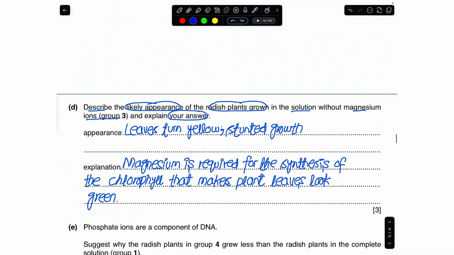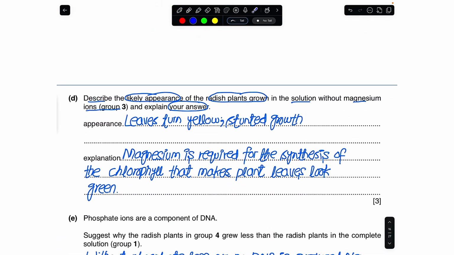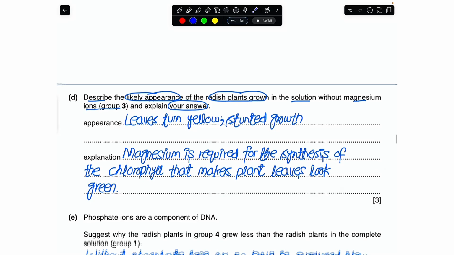So, like I have just told you, the answer is that the appearance of the leaf could be yellow. You could also write another point that they would have stunted or reduced growth. The explanation would be that the magnesium is required for the synthesis of the chlorophyll, and that makes the plant leaves look green.